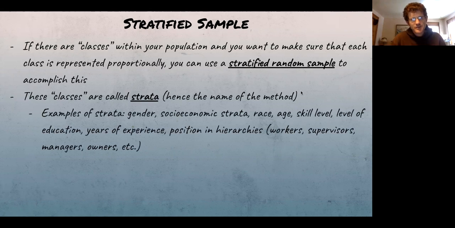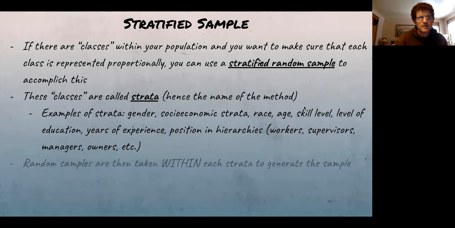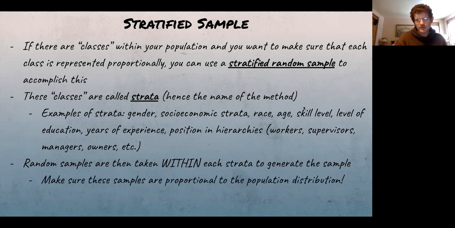So here are examples of strata that we use frequently. Gender, socioeconomic strata, race, age, skill level. You can see the rest, where you are in a hierarchy. So those are typical strata that will come up. And it could be anything else not on this list. Like if it mattered for your question, you could ask what religion do you practice, or none at all, maybe that matters to you. So random samples are then taken within each stratum to generate the sample. And you want to make sure those samples are proportional to the population distribution.